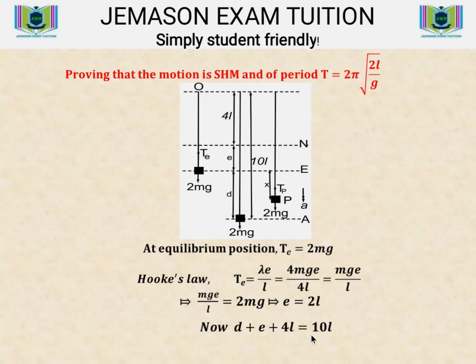Once we have e, then we can also calculate d, that distance from the equilibrium extension to A, where the particle has been pulled and reached. d plus e plus the natural length should give 10L, as the question specified, so that d should be 4L.